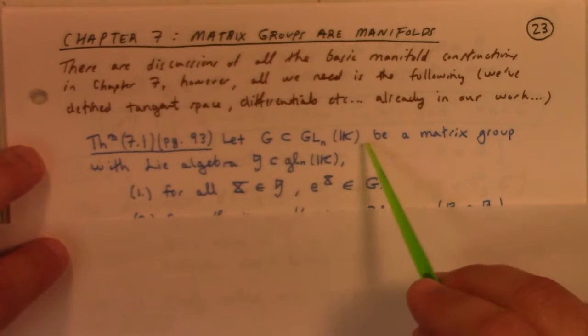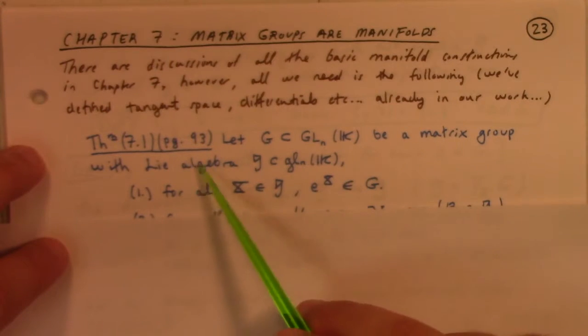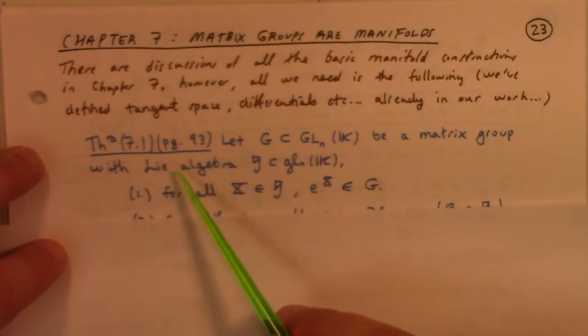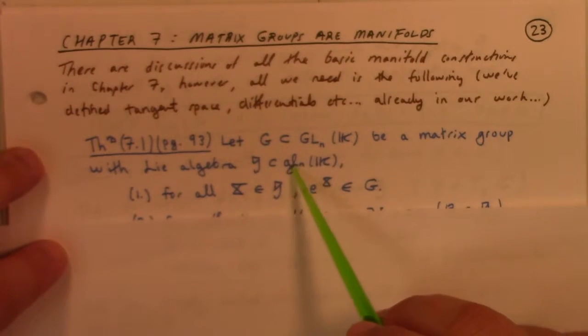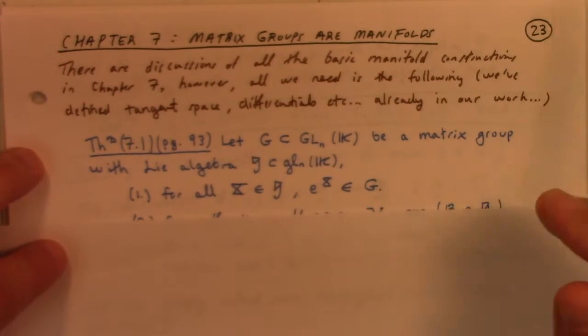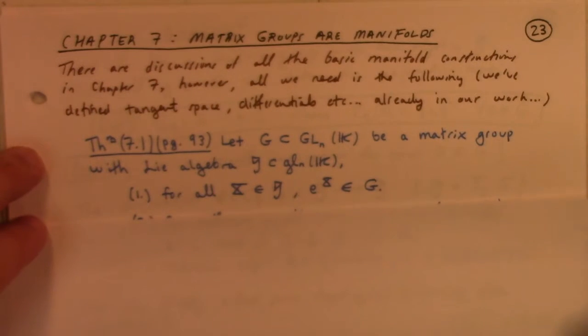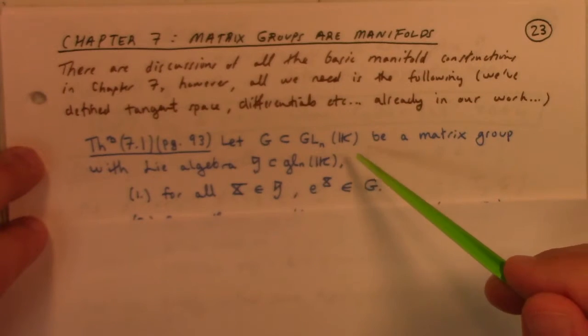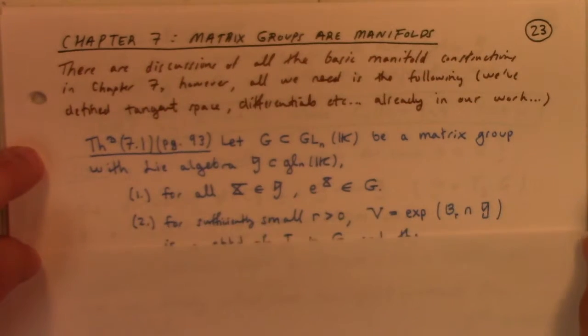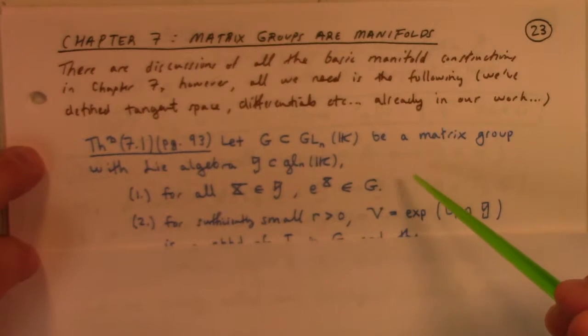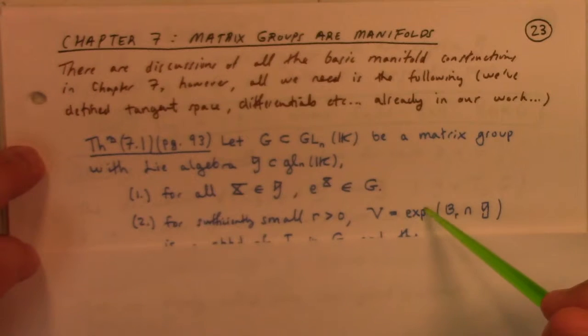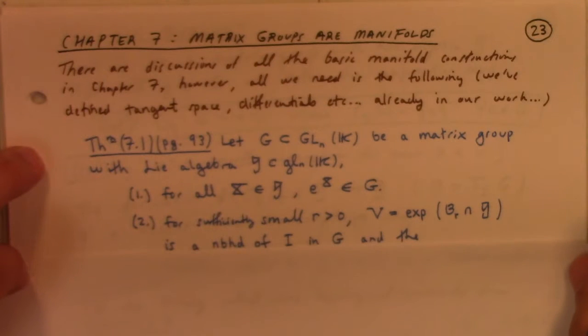So let G, a subset of GL_n(K), be a matrix group with Lie algebra 𝔤. Oh no, here I did it again. With Lie algebra 𝔤. Then for all X in 𝔤, e to the X is in G. All right. So the exponential may not be onto G, but it's certainly into G. And for sufficiently small r greater than 0, V is equal to the image of the exponential of this small ball intersect with G. It's going to give you a neighborhood of the identity in G.